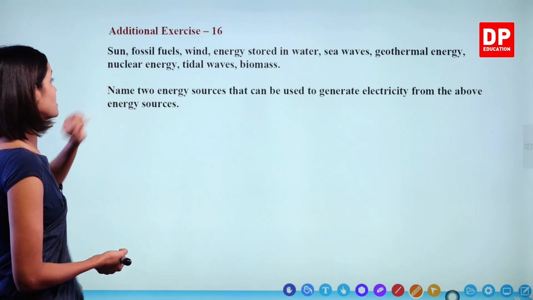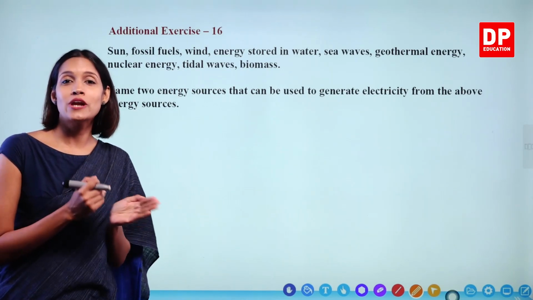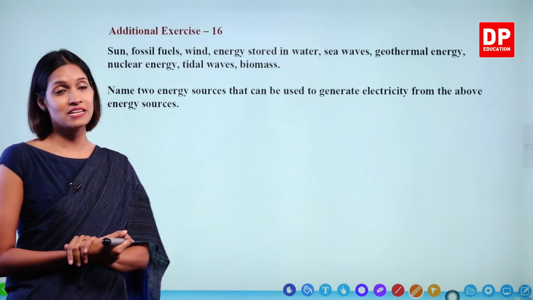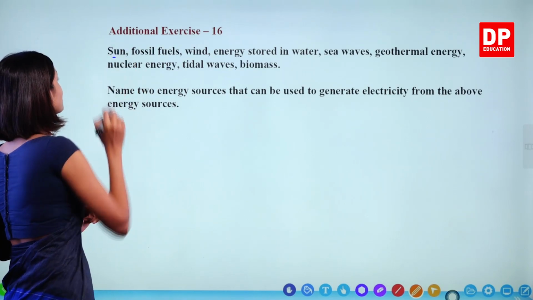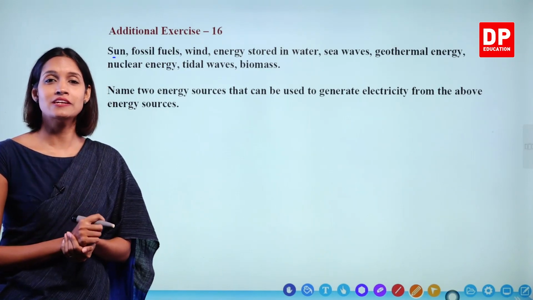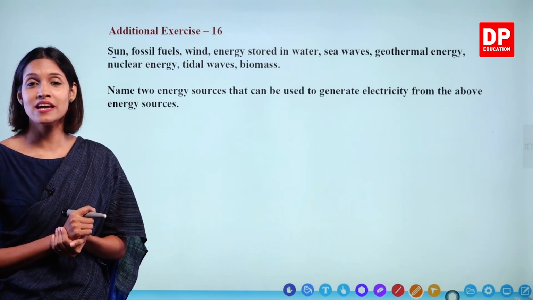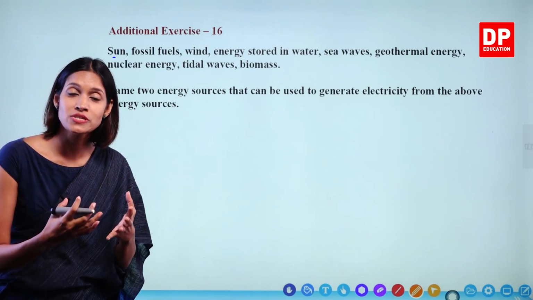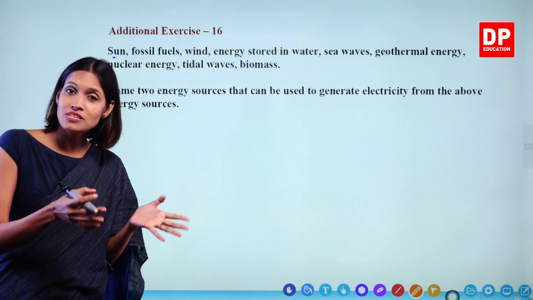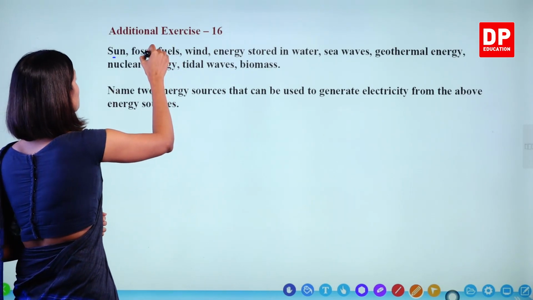Let's go through. Sun. Can the sun be used to generate electricity? Yes. That's where we use solar panels. Using solar panels, solar energy can be directly converted to electrical energy. So the sun can be used. Fossil fuels. Can we use fossil fuels to generate electricity? We can. I told you in Norochole, we have a thermal power plant, a coal power plant. By burning coal, we can heat water, and steam at high pressure is produced. This steam can be used to rotate steam turbines, and we can generate electricity. So this is also correct.